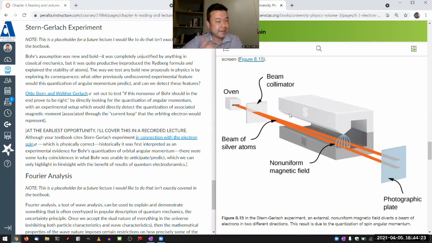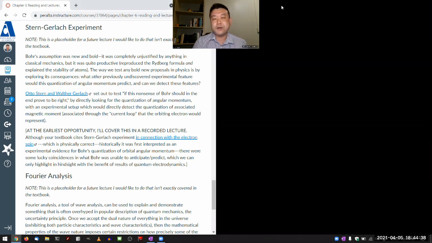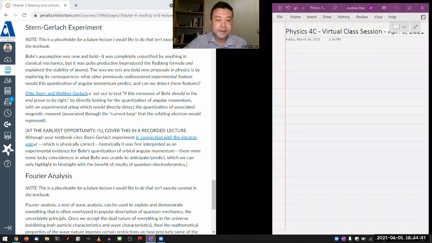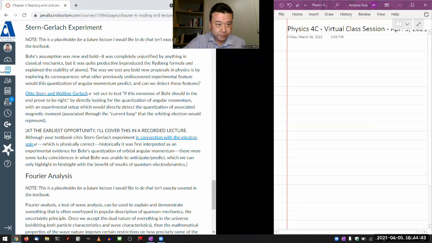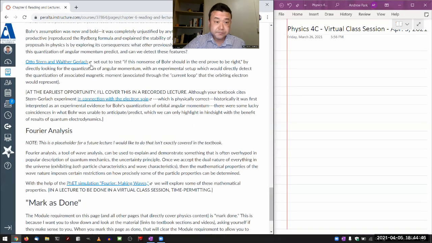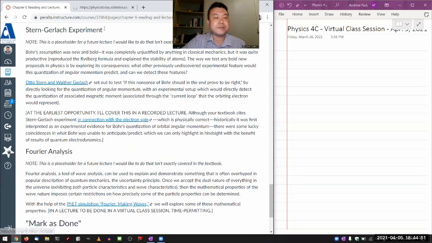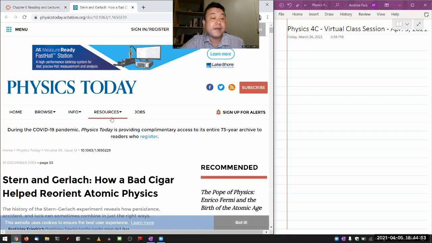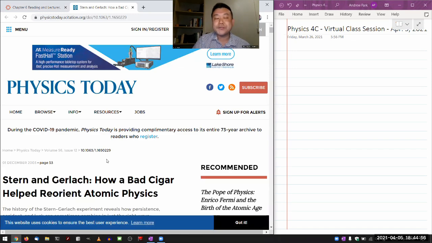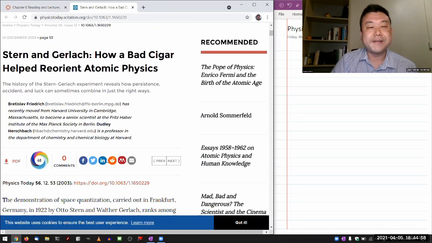Again, your textbook ties this to electron spin, which is correct enough physically, but not historically. So let me step back a little bit and approach this again from a more historically correct perspective. For that, what I would like to do is go to this article from Physics Today, published by the American Physical Society, that gives a good overview of the Stern-Gerlach experiment.